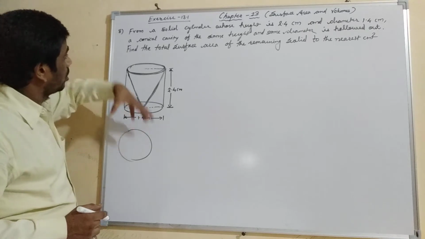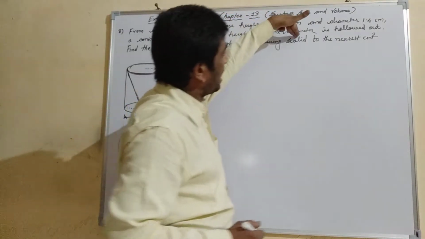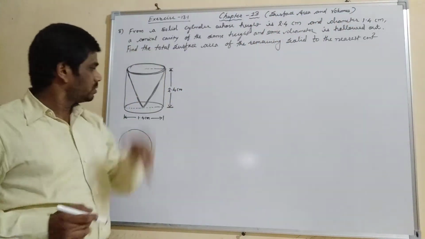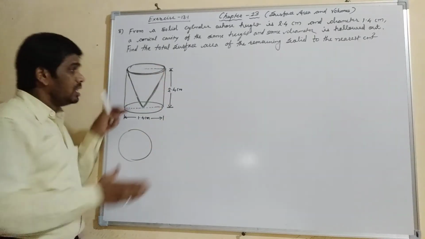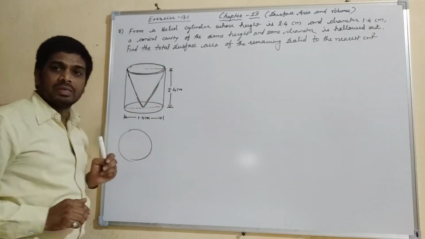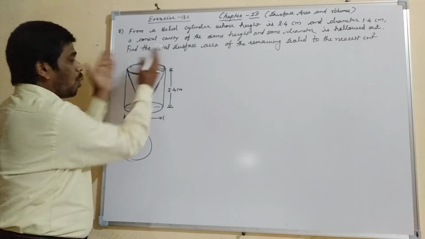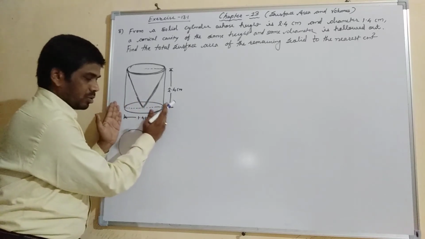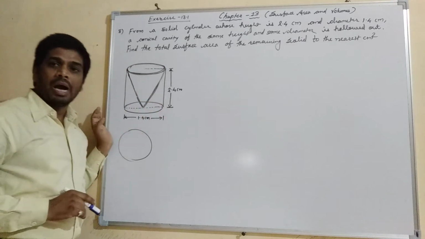We have a conical cavity of the same height and same diameter hollowed out. Hollowed out means we carve out that much portion. Conical cavity is hollowed out of the same height and same diameter. So the diameter of the cone will be equal to the diameter of this cylinder, as well as the height of the cone will also be equal to the height of the cylinder.